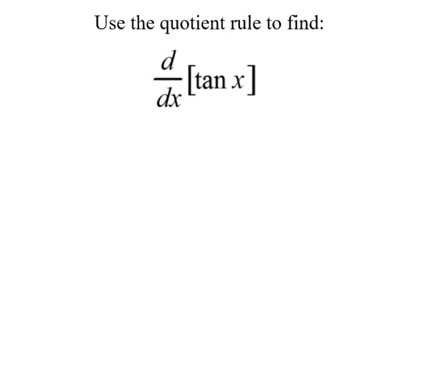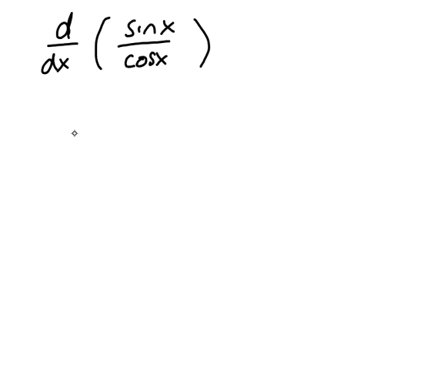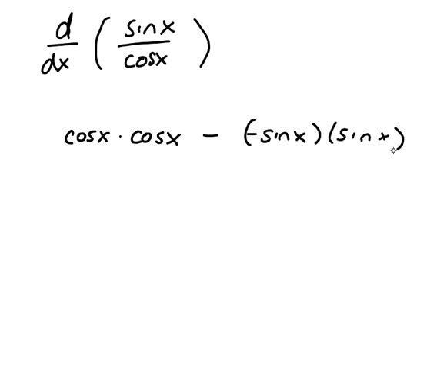Now, we're going to use the quotient rule to find the derivative of tangent. You remember from your pre-calculus, tangent is just sine of x over cosine of x. So I can use the quotient rule to help me find this derivative. It's going to be the derivative of the numerator, which is cosine x, times the denominator, minus the derivative of the denominator, which is negative sine x, times the numerator, over the denominator squared.